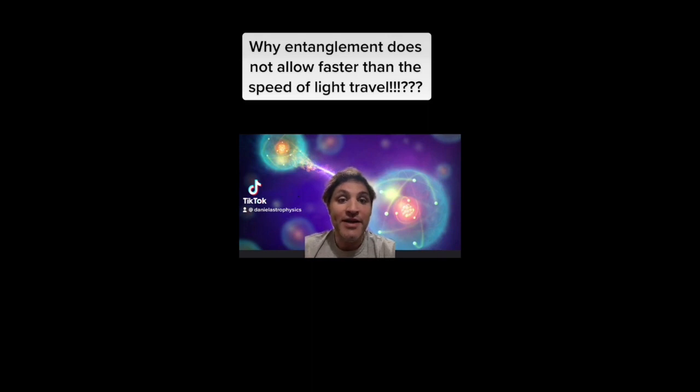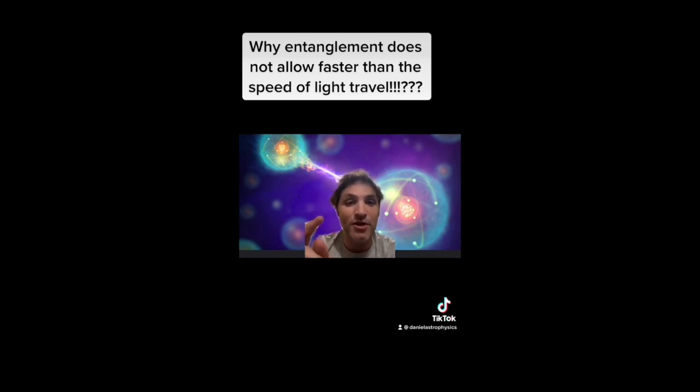The biggest lie you'll hear is that entanglement allows faster than the speed of light communication. That's not true. There are a good number of videos and sources that point this out, but they usually don't explain why, at least not in an easy to understand way. But here's the simplest explanation for why they cannot communicate faster than the speed of light.